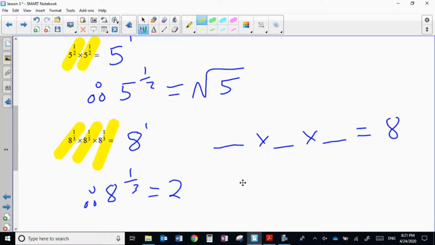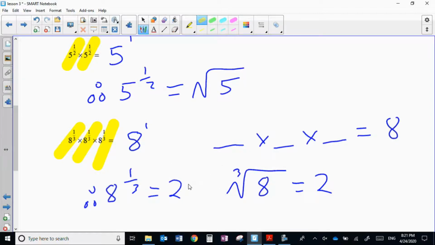Well, 2 is also sometimes referred to as the cubed root of 8. Now, if you've never seen a cubed root before, it has the square root sign with a little 3 here. It means the number that when multiplied by itself 3 times will give you 8, or the number that when raised to the power of 3 gives you 8. That, of course, is 2. And 8 to the power of a third is equal to 2.